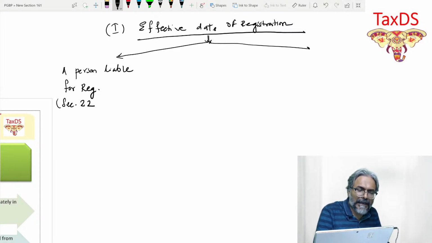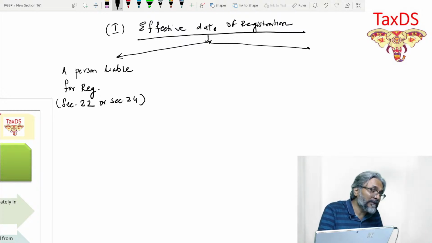So a person is liable for registration either under section 22, and that is about the turnover-based registration. Once you cross the threshold limit of the turnover, then you become liable for registration. That is under section 22. And there is another section, 24, which talks about the compulsory registration, students.